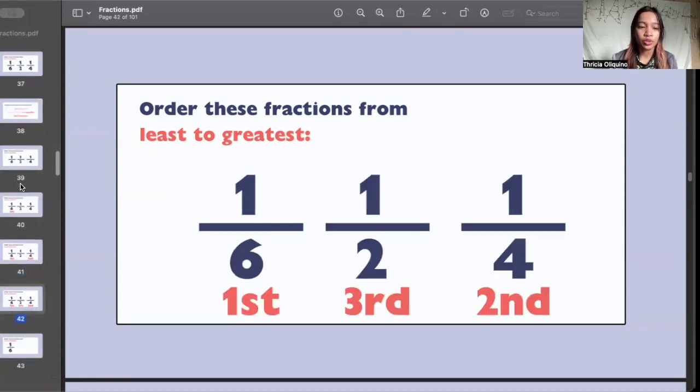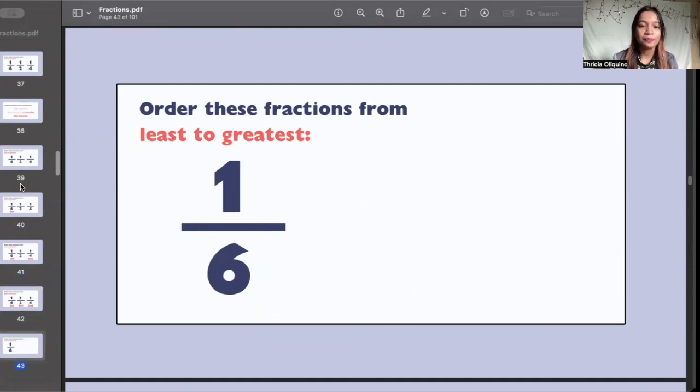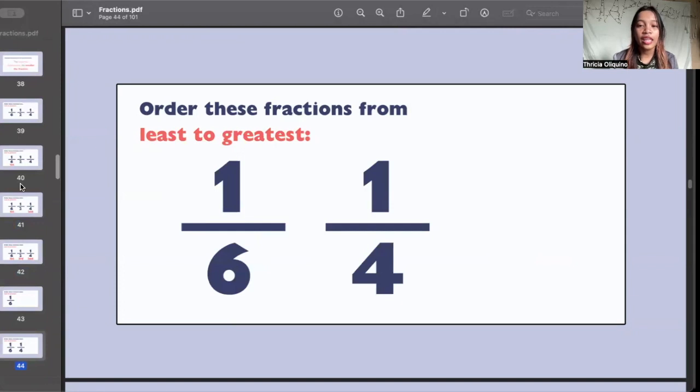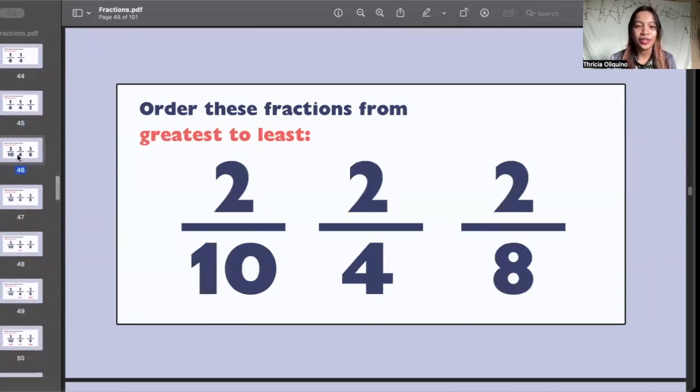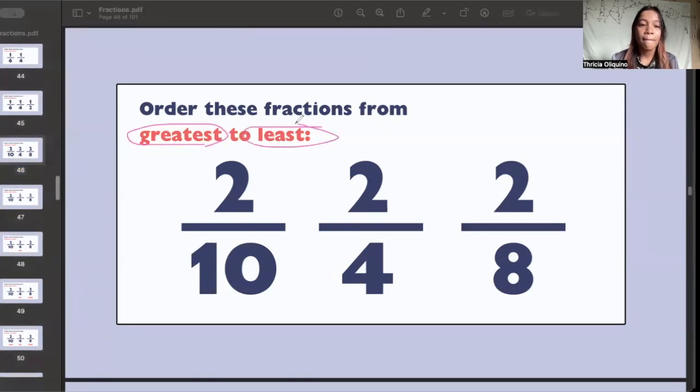So if we are going to arrange it properly from least to greatest or smallest to largest, we will have 1/6, 1/4, and 1/2. Did you get it correctly? Good job. Another one. How about we have the same numerators of 2, but you're going to arrange it from greatest to least, meaning greatest, the largest, and least, the smallest.